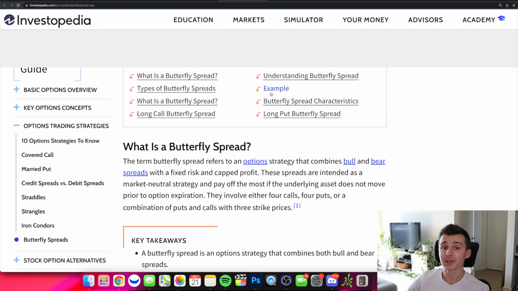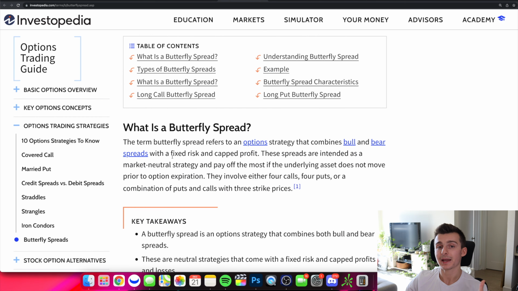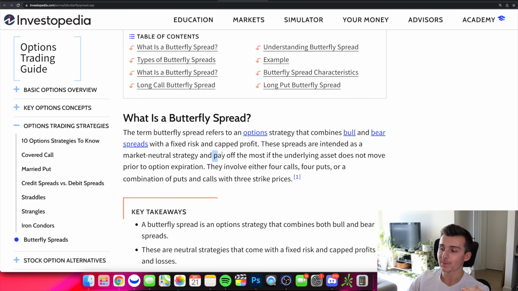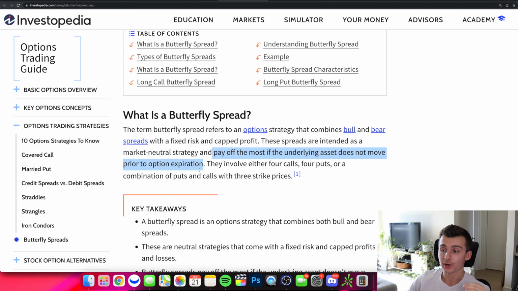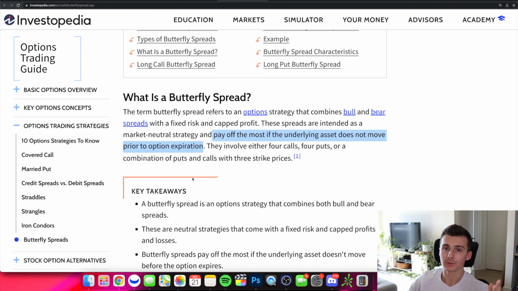There's something called the butterfly spread. This combines both bull and bear spreads, and it has a fixed risk, but also a capped profit. So you know exactly how much you're risking. You know exactly how much you could make best case scenario. This is also a neutral strategy, and they pay off the most if the stock does not move prior to the expiration of the option. So if you think a stock's going to sit still and not make a big move, boom, you could play a butterfly spread and be set and ready to go for taking advantage of not much movement.